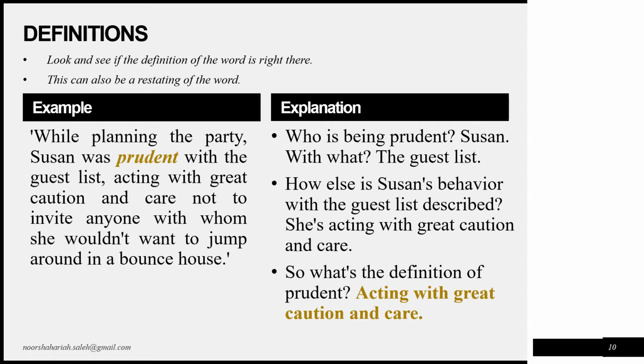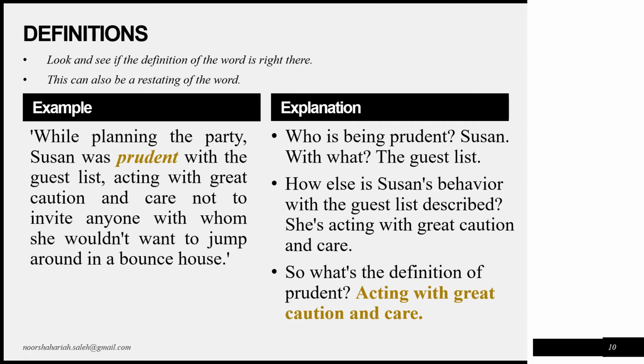While planning the party, Susan was prudent with the guest list, acting with great caution and care not to invite anyone with whom she wouldn't want to jump around in a bounce house. Okay, so who is being prudent? We are trying to look into the word prudent here. The first thing that we might want to ask is who is being prudent here. In this context, the one who is being prudent is Susan. With what? She is being prudent with the guest list.